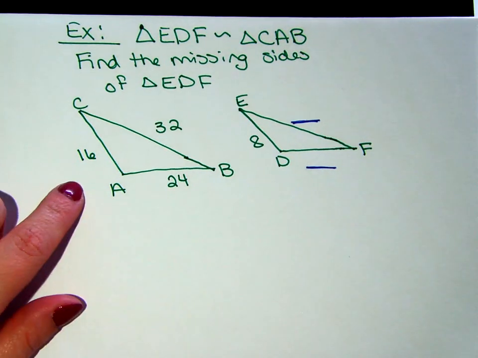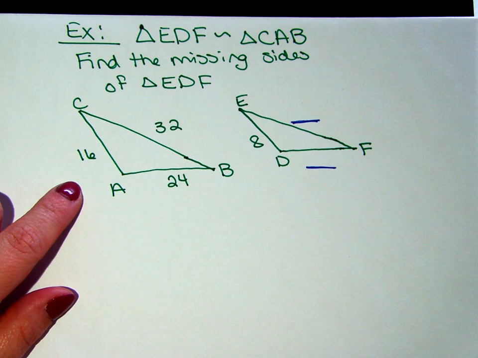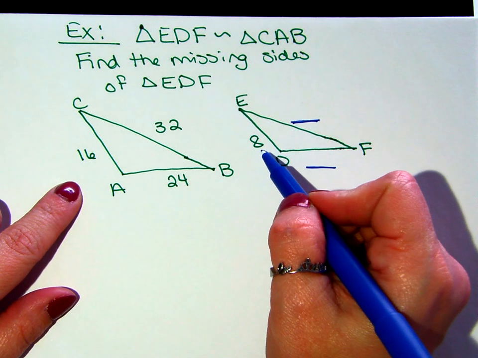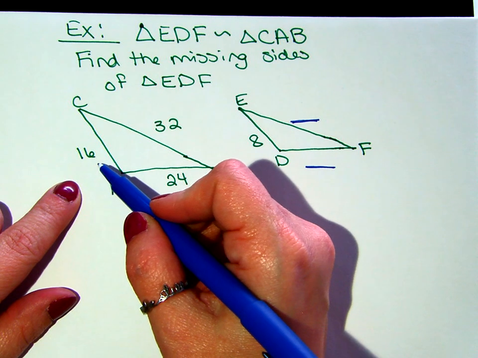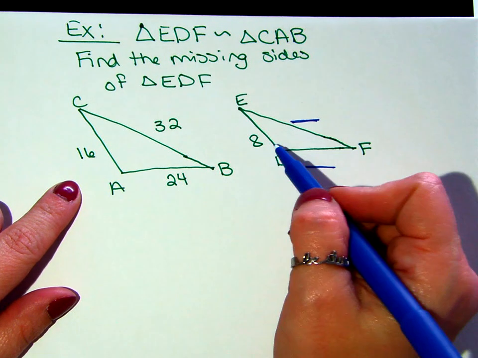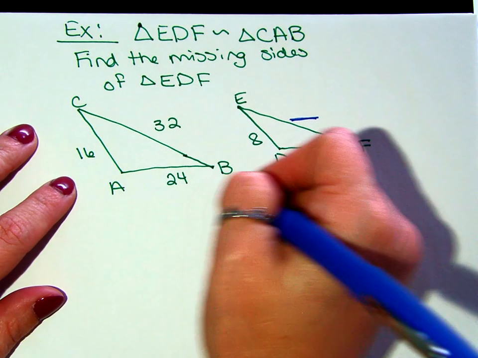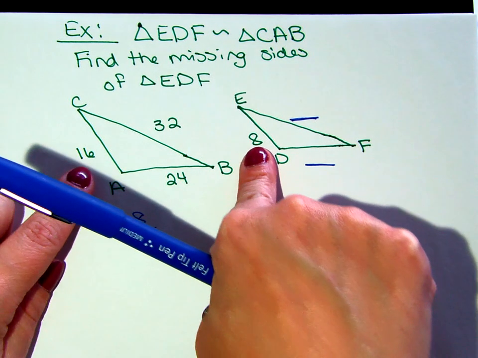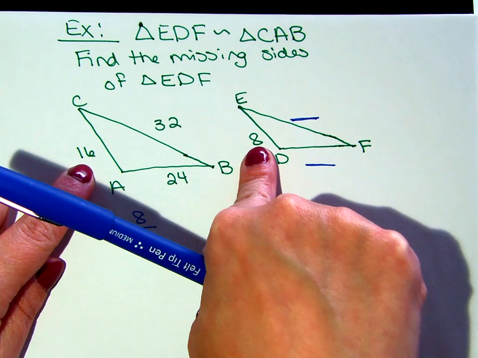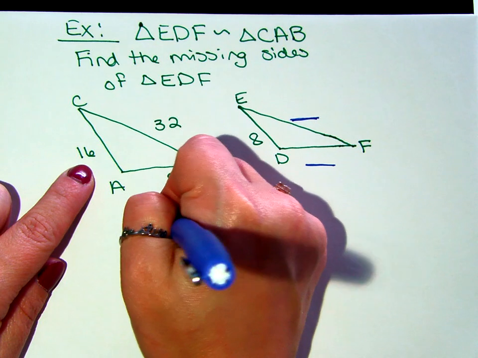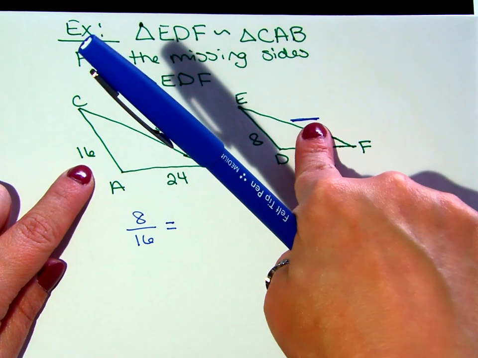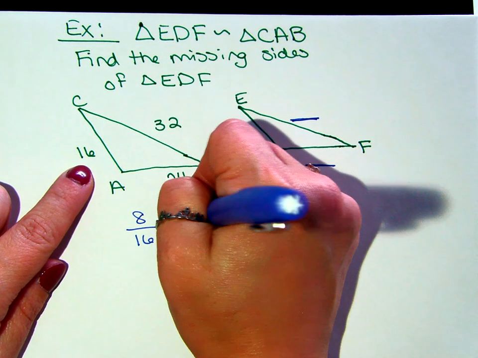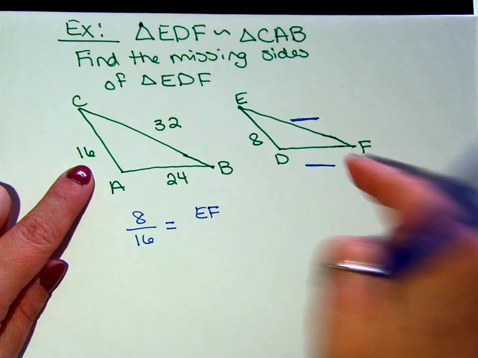What we know is that this side over here correlates to this side over here, right? Because they're similar. So I know that 8 correlates to 16. That's this side to this side. And if I'm going to set up a ratio, I'm going to set that equal to, I don't know what this one is, the EF. So I'm going to call that one EF. But it correlates to 32.